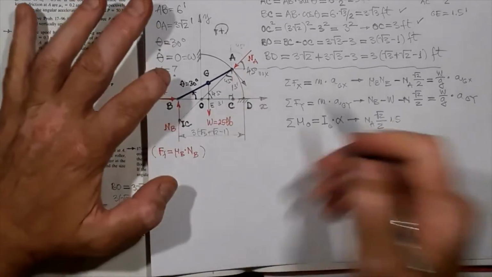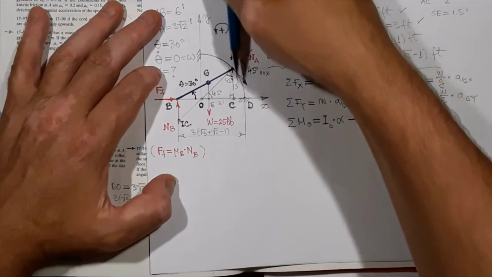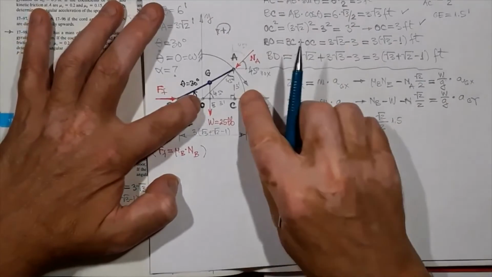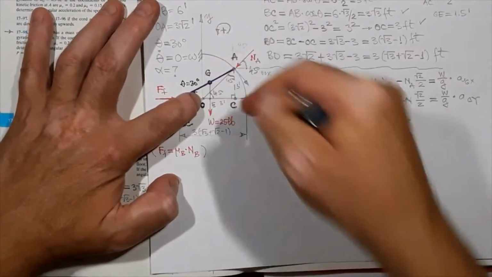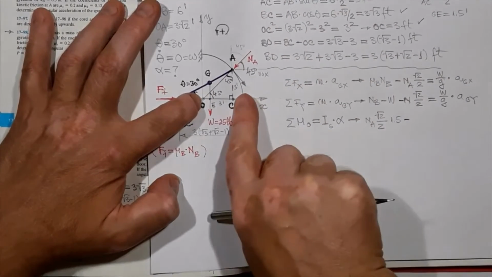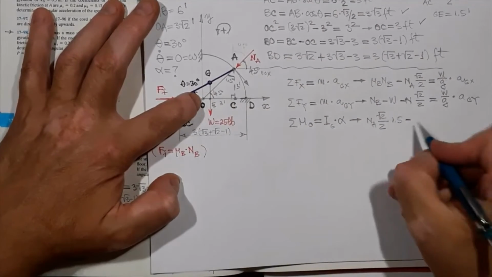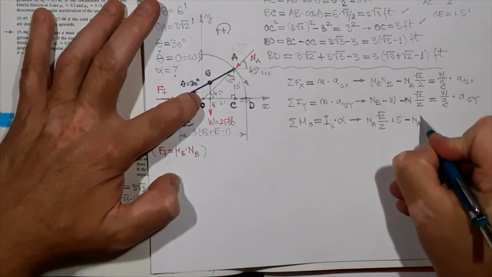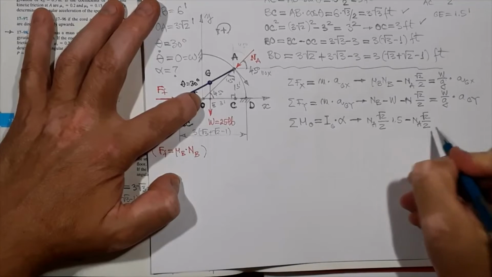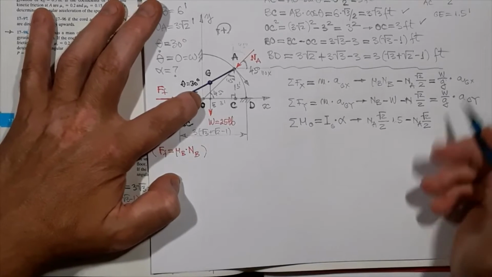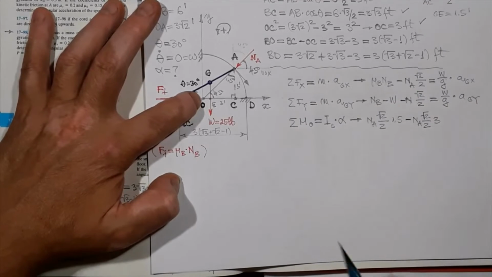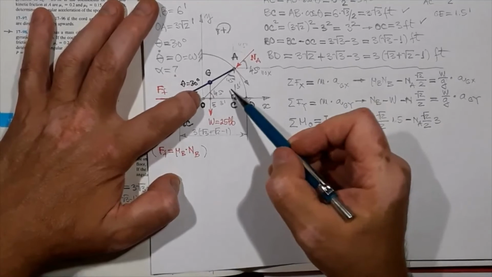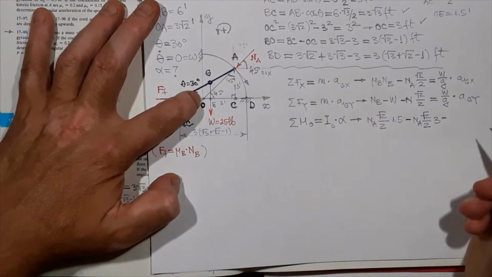And then I have the moment of the vertical component of NA, and it's creating a negative moment, a clockwise rotation, and the arm is going to be OC. So I have NA square root of 2 over 2, that's the vertical component, and then OC we calculated is 3 feet. And then we have the negative moment of W.